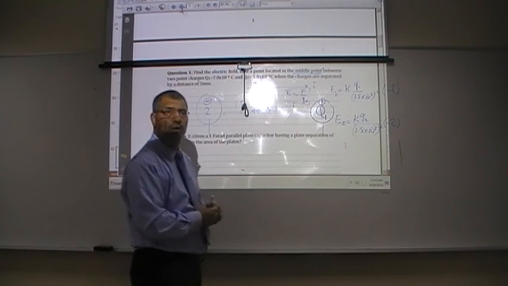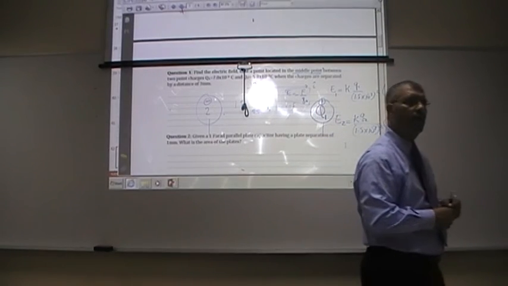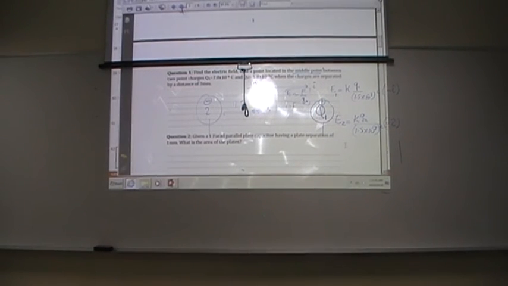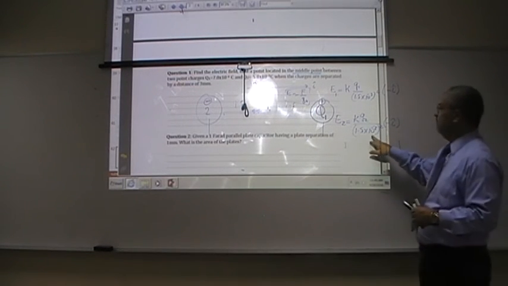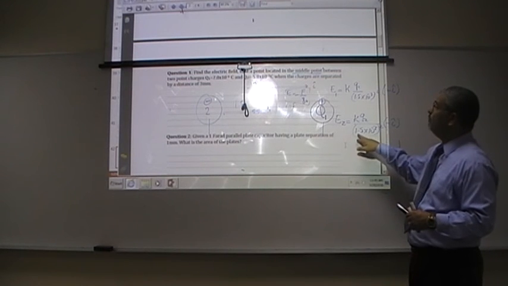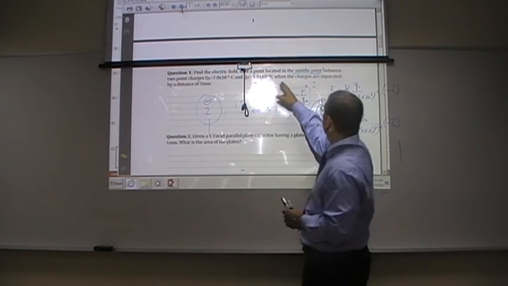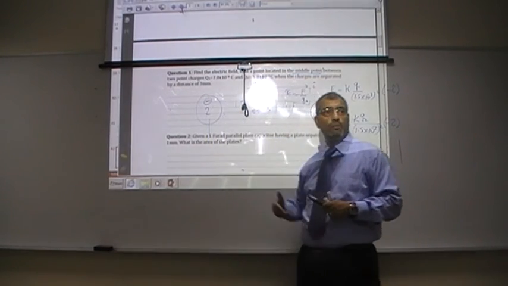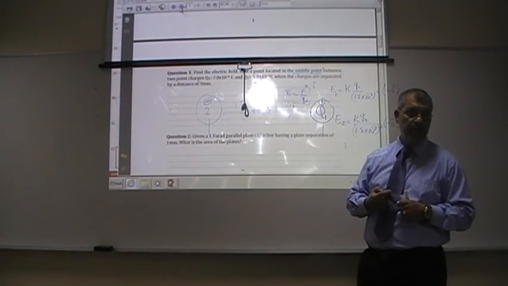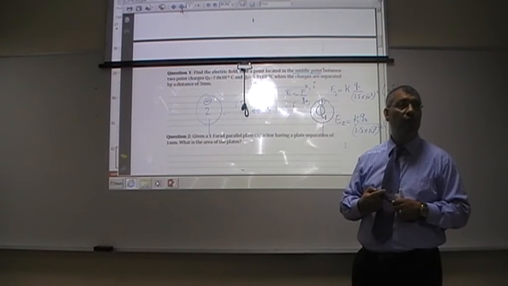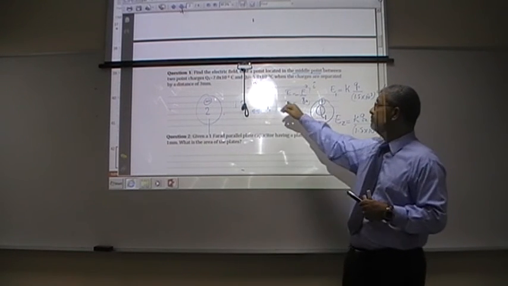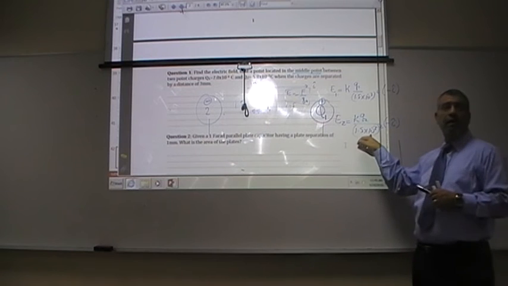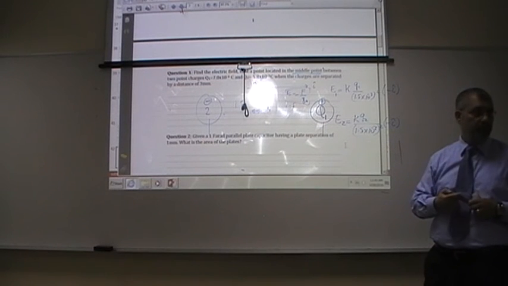Yeah? Why is this 1.5? Say again? Why is this 1.5? This one? Yeah. It's 1.5 because the distance is 3. He said separated by 3 millimeters. I said it's in the middle between them. And the middle is 1.5. Right? Because it's millimeter, I have to multiply it by 10 to the power -3 to convert it to meters.